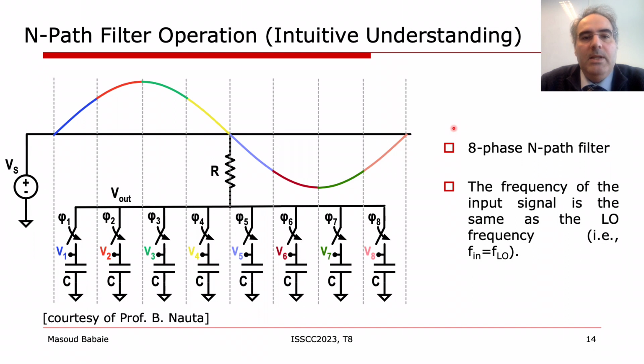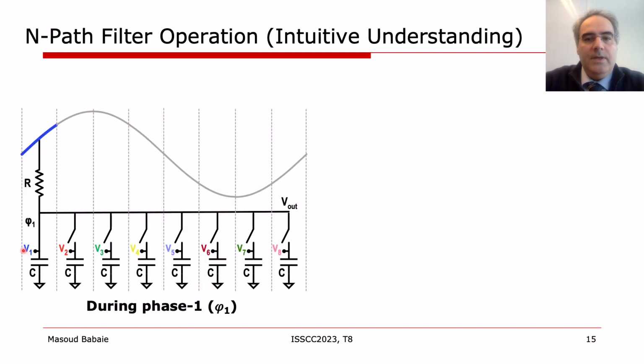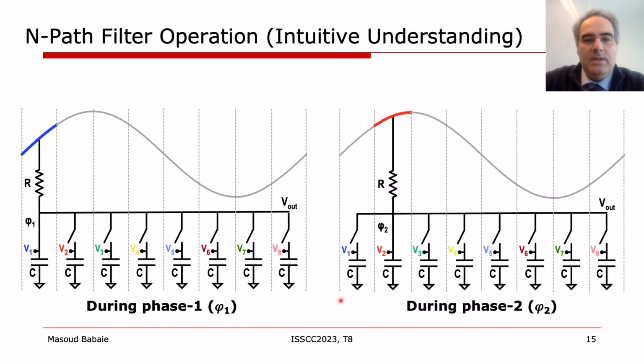In this example, M is equal to 8 and the input frequency is the same as the clock frequency. It means that the input signal exactly fits the sum of 8 clock intervals. During the first phase, V1, the first switch is on and the first capacitor senses the first part of the sine wave in blue. During the second phase, V2, the second switch is on and the second capacitor samples the second part of the sine wave in red.